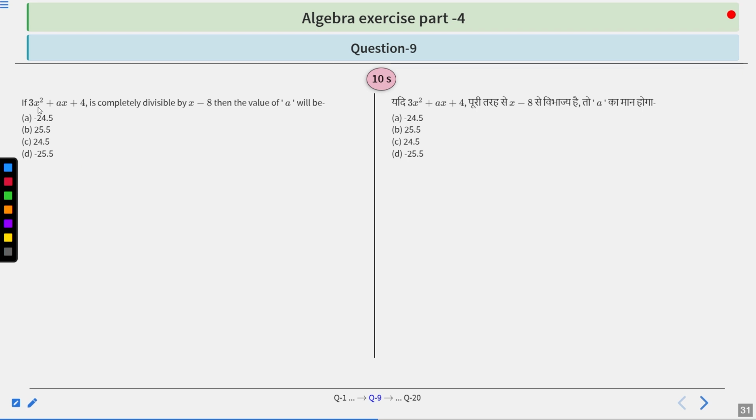Next is, if 3x square plus ax plus 4 is completely divisible by x minus 8, then the value of a will be option A minus 24.5, option B 25.5, option C 24.5, and option D minus 25.5. These are the options.